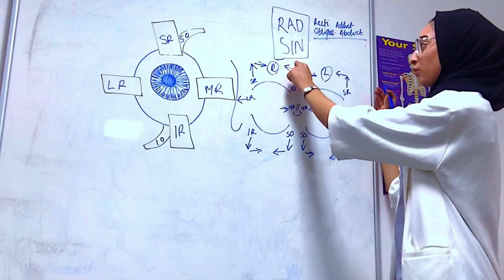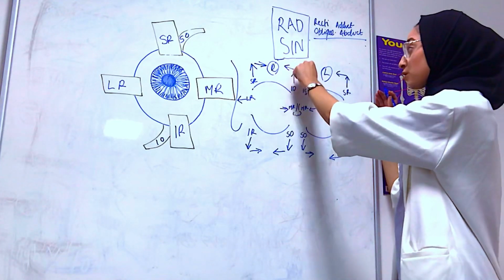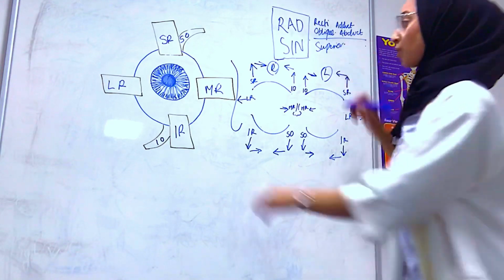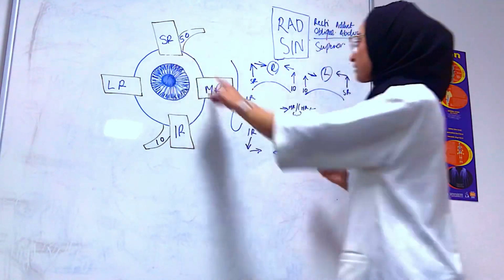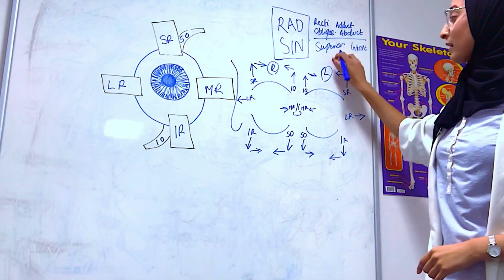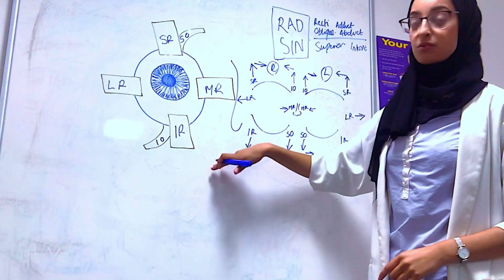The bottom one over here, sin, meaning the superiors intort the eye, which are these two muscles here, the superior oblique and the superior rectus. So the superiors intort, whereas the opposite of that is the inferiors would extort the eye.